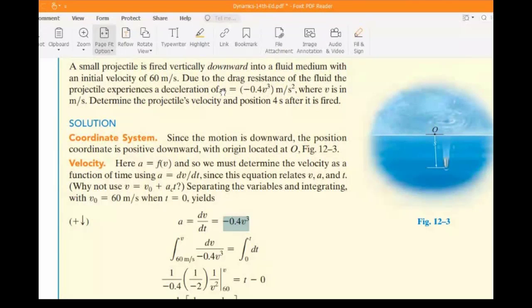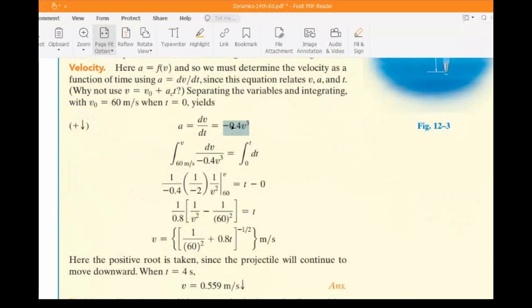This one is clear? Yes, sir. Here, what can we do? We take it to the other side: -0.4 v^3 comes to the left side and dt goes to the right side. So dv divided by v^3 on the left, and dt on the right. We integrate from 0 to t, and from 60 meters per second to velocity v. We don't know v, we know t, right? After 4 seconds, we need to find it out. So you see only one variable v will come here.